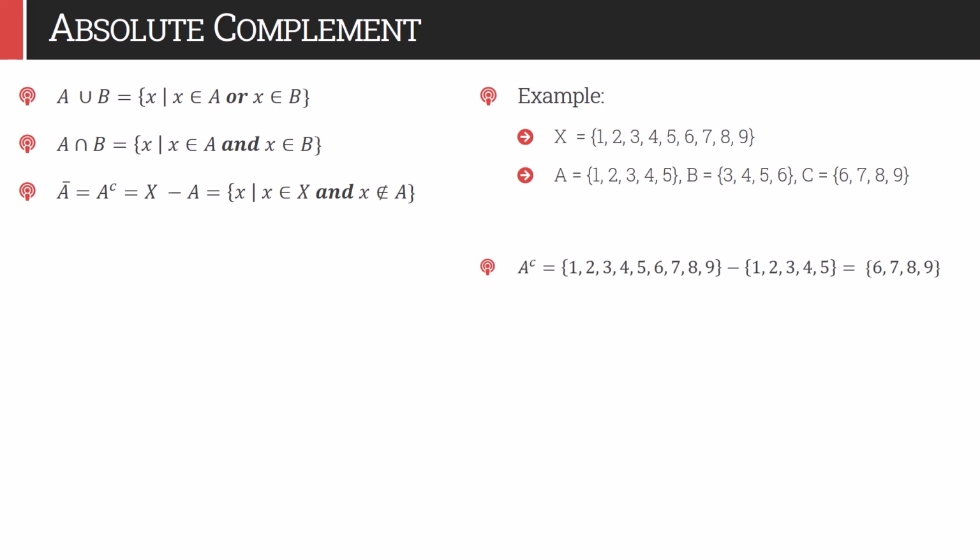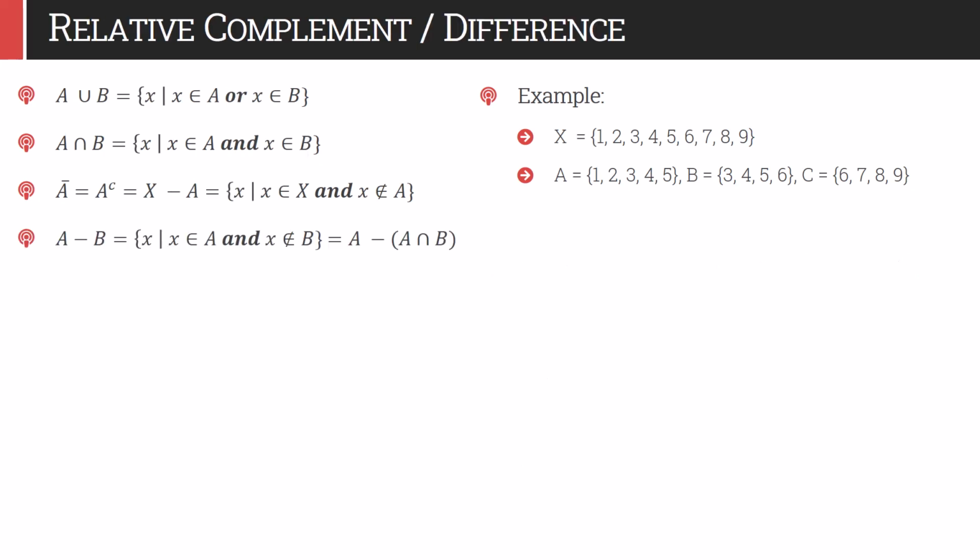A complement would be 1, 2, 3, 4, 5, 6, 7, 8, 9, that is X, minus A, that is 1, 2, 3, 4, 5. So these 5 elements we have to remove from X. So A complement would be 6, 7, 8, 9. Everything other than A would form the complement of A.